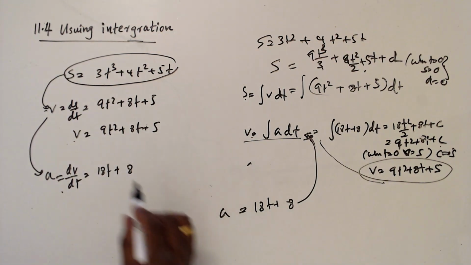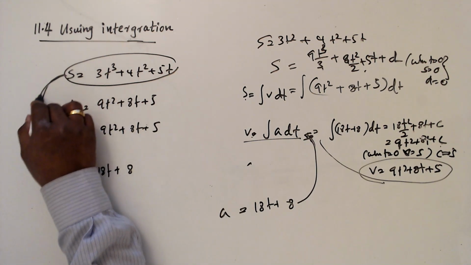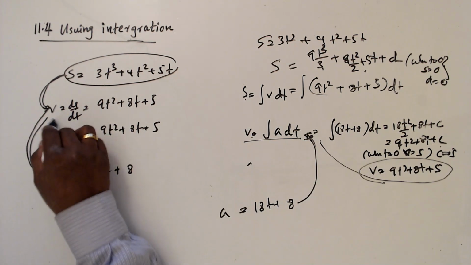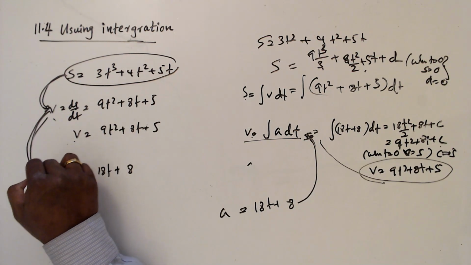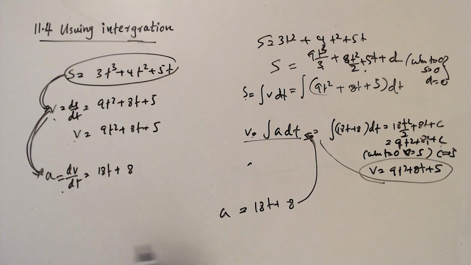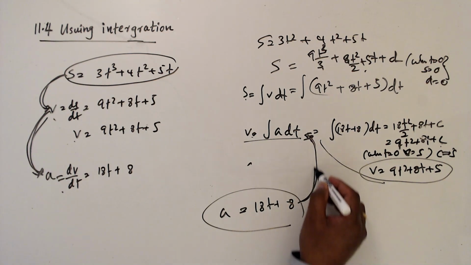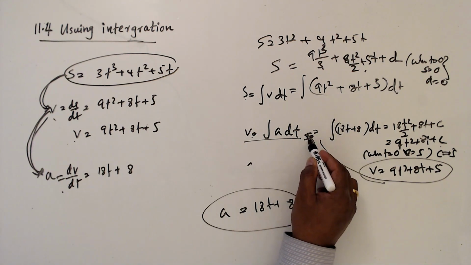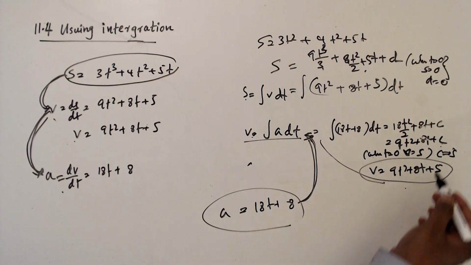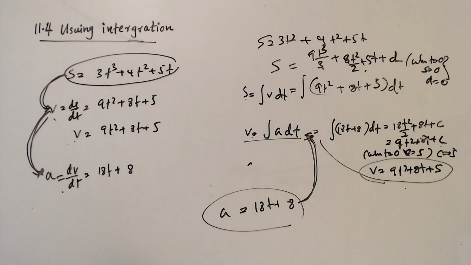So basically if the displacement is given, by differentiating we can find the velocity and the acceleration. If the acceleration is given, if we integrate one time, we will get the velocity, and when we integrate velocity, we will get the displacement.